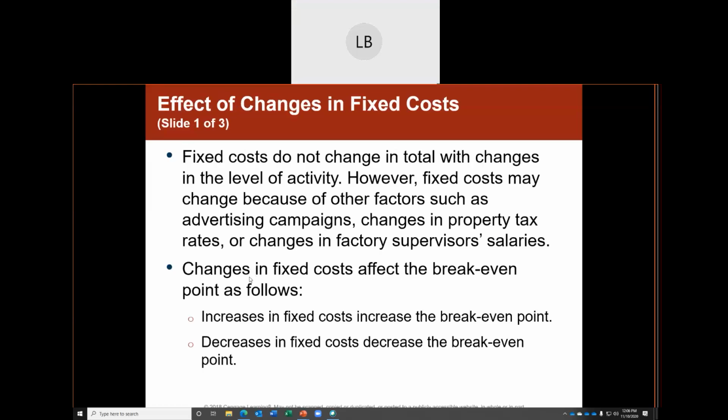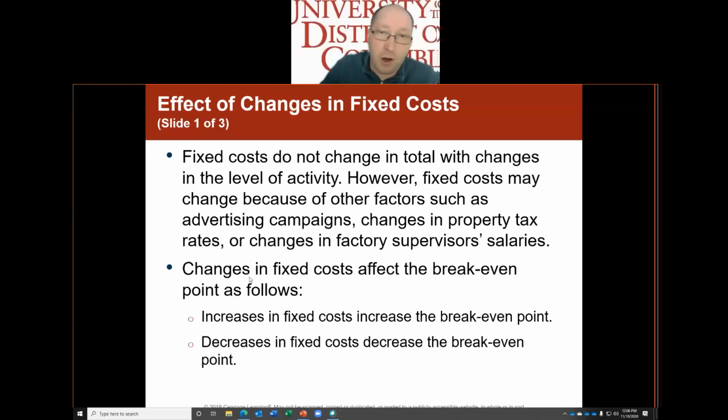Okay, real quick, affecting changes on fixed costs. When fixed costs change, we need to then obviously adjust our break-even point. Fixed costs, once in a while, they change. We gave somebody a raise. Our cost of rent went up. Our property taxes went up. Our other expenses went up, which means our fixed costs go up, right? Fixed costs can go up or down, mostly up.